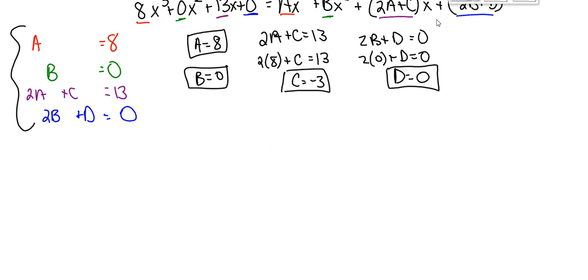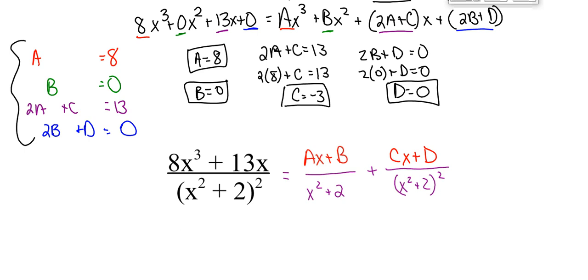So now we have 8x to the third plus 13x all over parentheses x squared plus 2 in parentheses squared is equal to 8x plus 0, so we're not going to write that, over x squared plus 2 plus negative 3x plus 0 again, so we're not going to write that, over parentheses x squared plus 2 in parentheses squared. And so that concludes problem number 4. And that concludes part 2 of section 7.4.